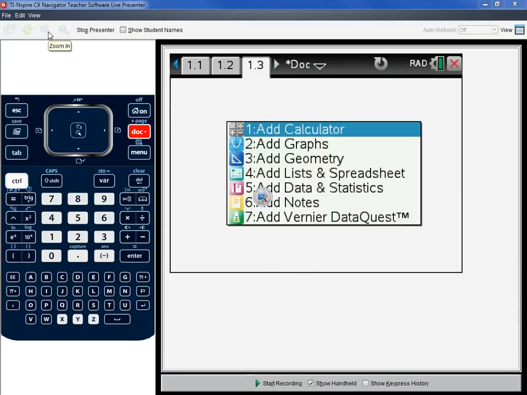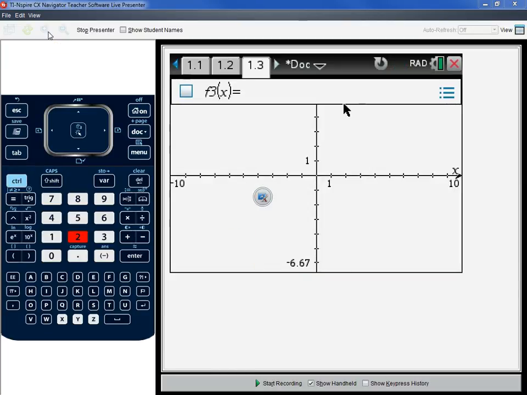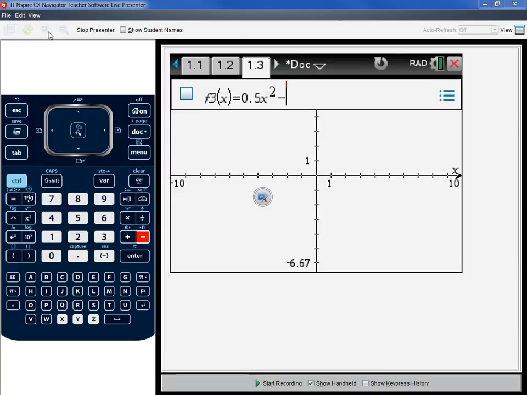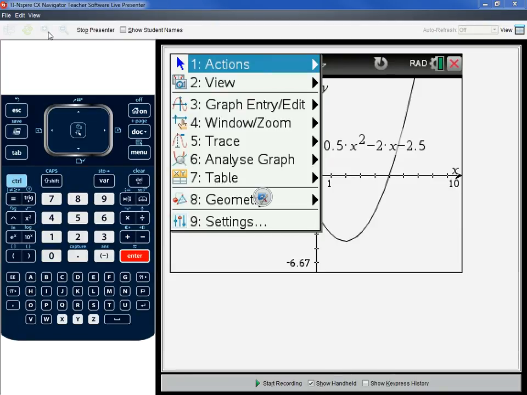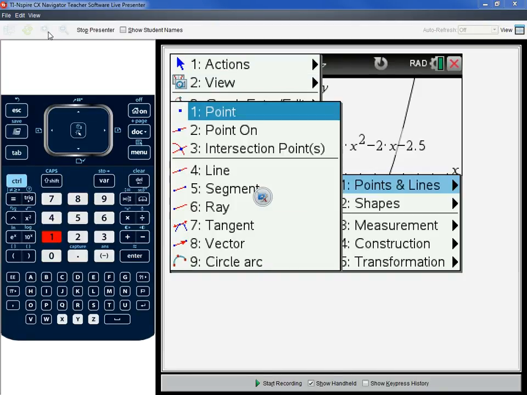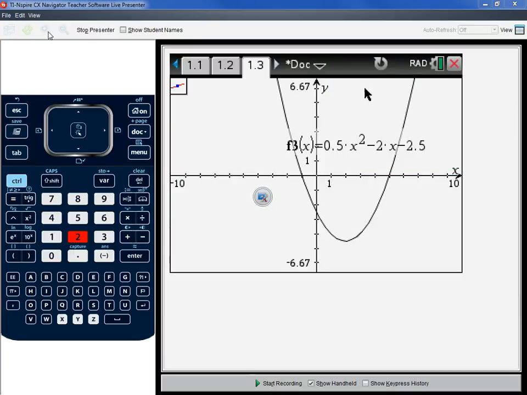So I'm going to add another page, add another graph, and I'm going to key in the given equation for 1C, which is 0.5x squared minus 2x minus 2.5. And once again, I'm going to go to Menu, Geometry, Points and Lines, Point On. I want to put a point on this parabola, and I want that point right there. Same thing, I'm going to put a point on this parabola, and I want the point right there.